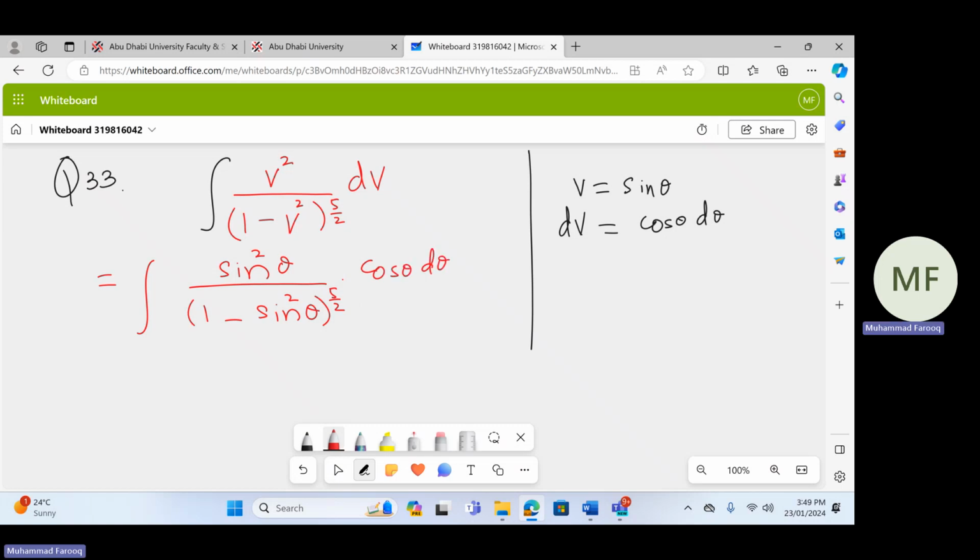Look at it, I just updated the values. I have done until here. You can please continue and try to complete this question. Change it to cosine: 1 minus sine square is cosine square, yes.